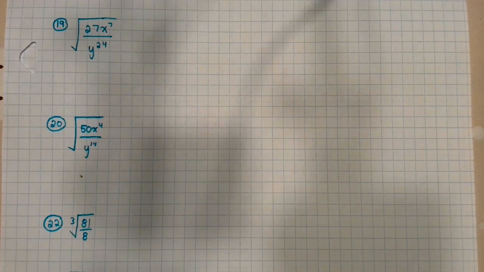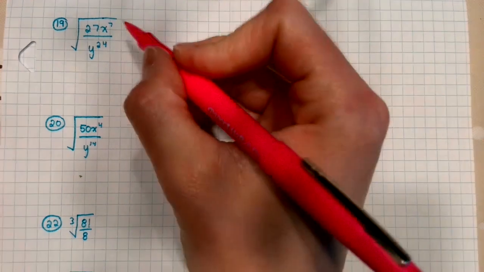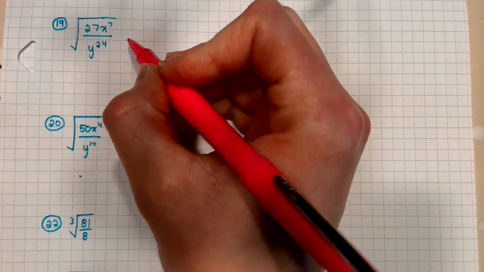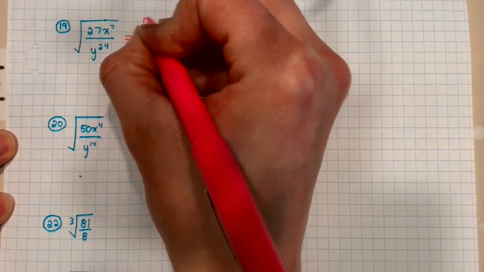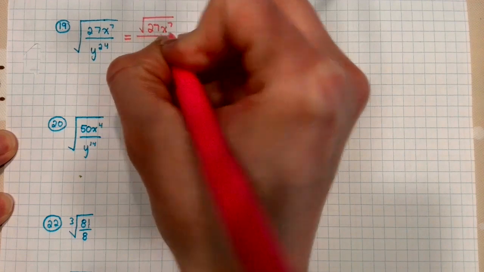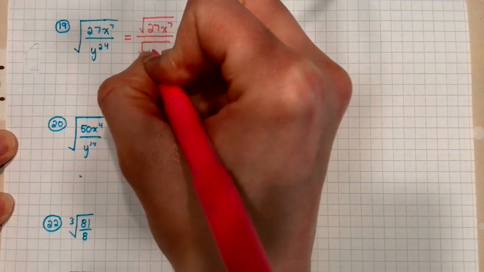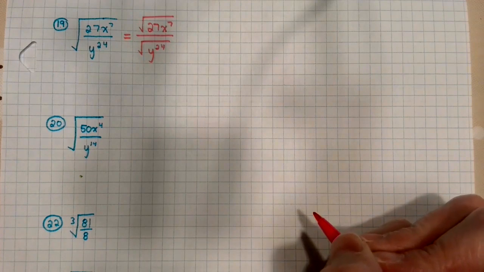The next example for lesson 8.2 is number 19. This one I had worked out just as an additional example for simplifying these radicals. So for this one, we again are going to use that quotient rule for radicals and break this down so that we have the square root of this numerator, 27x to the 7th, and then the square root of y to the 24th power.